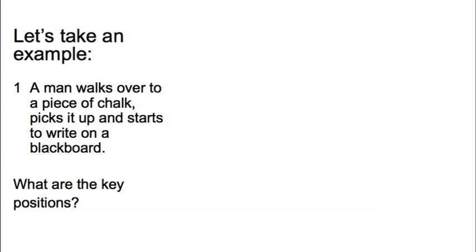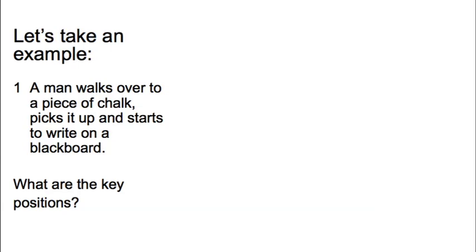Okay, so let's take an example to make this all a bit more clear. And I'm going to take the example from the Animator's Survival Kit. That's a man walking over to a piece of chalk which is on the floor. He picks up the chalk and he starts to write on a blackboard. So what I'd like you to do is actually act that out before you go any further. Just stand at one end of the room that you're in, throw a pencil or a piece of chalk or anything you've got to hand into the middle of the floor, walk over to it, pick it up, and start writing on the board.